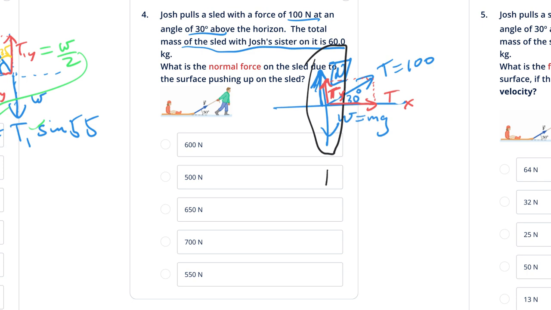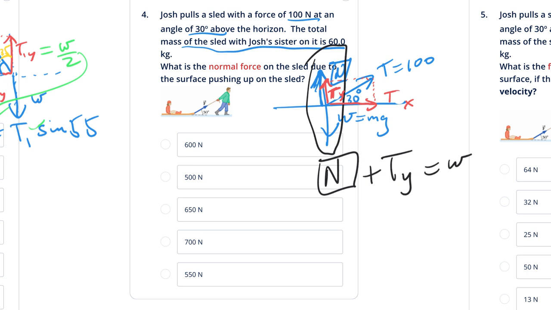So the sum of the forces that point up, which would be N and Ty, equals the sum of forces that point down, which would be the weight. So you can plug the values into there.